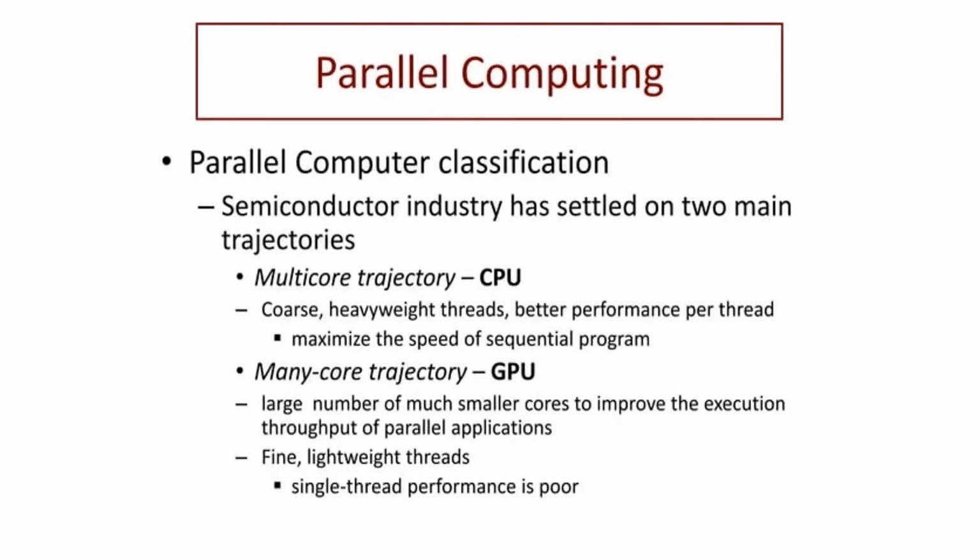Parallel computing classification. The semiconductor industry has settled on two main trajectories. The multi-core trajectory, the CPU: cores, heavyweight threads, better performance per thread, maximizing the speed of sequential programs. The many-core trajectory, the GPU: a large number of much smaller cores to improve the execution throughput of parallel applications. Fine-grained threads, single thread performance.